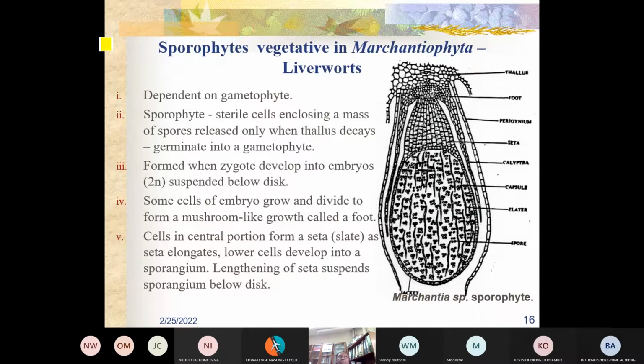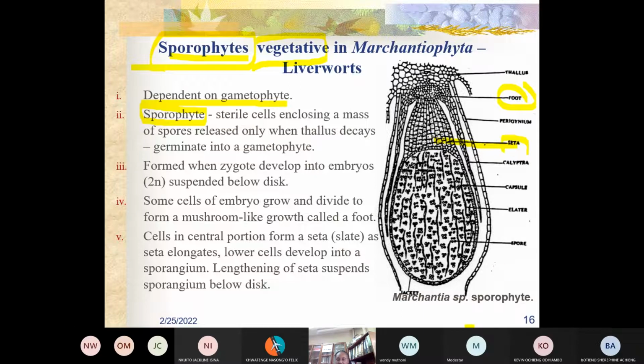So we've looked at the gametophyte. Now, what about the sporophyte body? And we said you can have vegetative bits and reproductive bits of the sporophyte. Now, the sporophyte depends on the gametophyte. The sporophyte may have sterile parts to it. So sterile parts like the foot, that's part of the sporophyte, it's sterile. Then we have seta. This is also part of it.